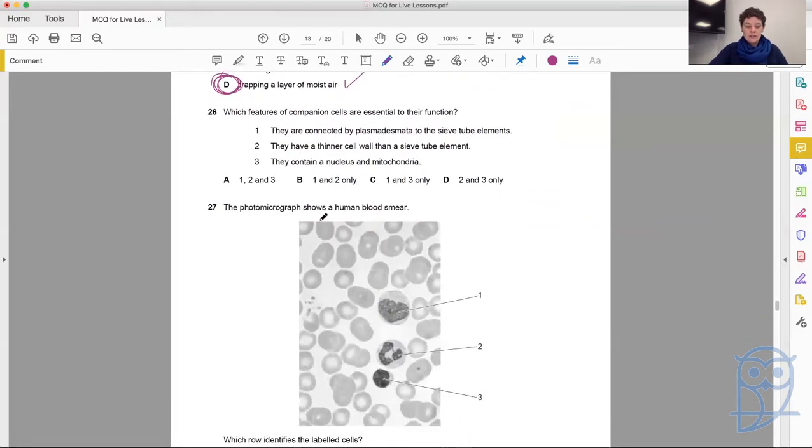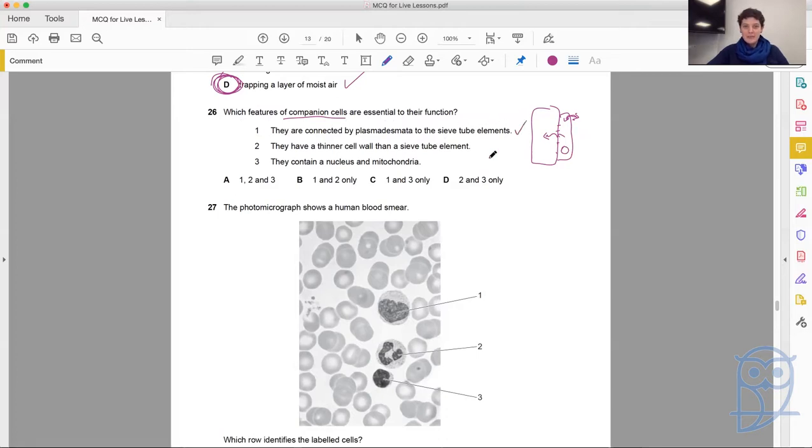Question 26. Which features of companion cells are essential to their function? Companion cells. Remember, we have your sieve tube element, we have the companion cell beside, we have lots of plasmodesmata, we have active loading of sucrose into the companion cell, then it goes across into the phloem. The nucleus and everything belongs in the companion cell. They are one functional unit. So, they are connected by plasmodesmata to the sieve tube elements.